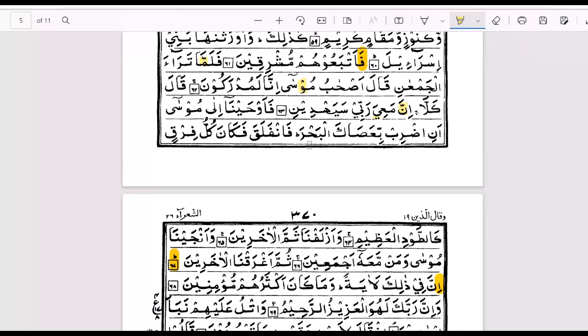Yes, well done. Remember, because you're pausing over here, you have to make sure that you pronounce the letter Ra, even though you're going to take a pause. So, bil-aswaq al-bahr. Well done.